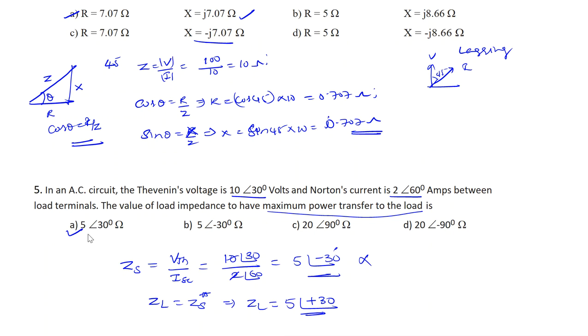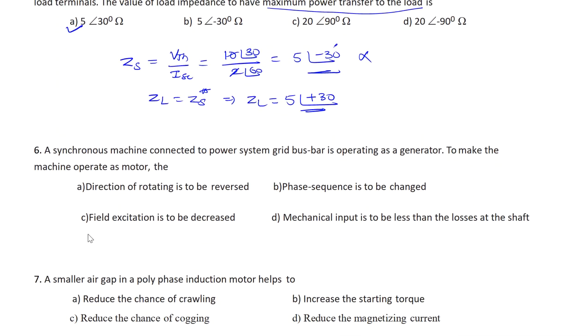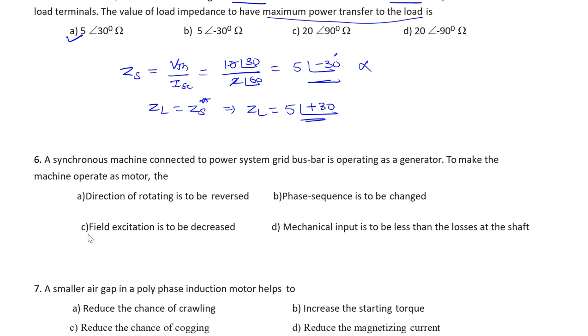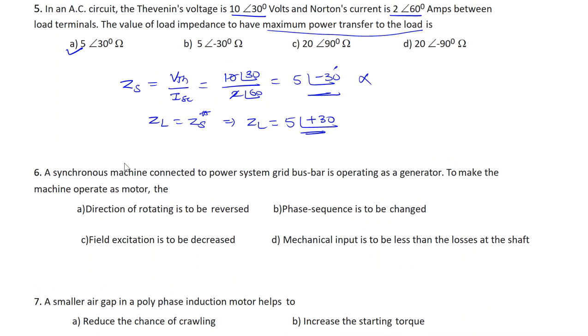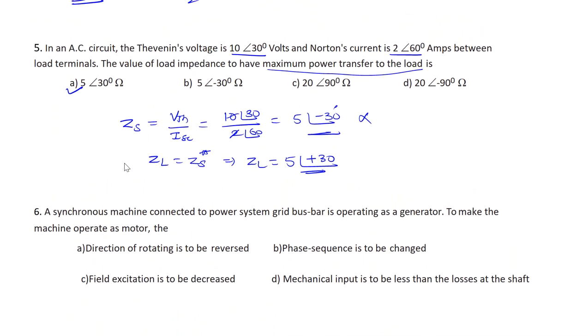Okay, we'll move to the next question here. Okay, next one. A synchronous machine connected to power system grid bus bar is operating as a generator. To make the machine operate as a motor, what is the necessary step here? Generally, in case of alternator, which will have excitation here, which is connected to bus bar here. Okay, bus bar means constant voltage, constant frequency is there.